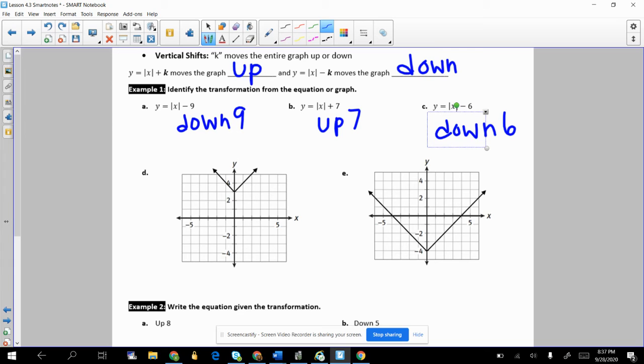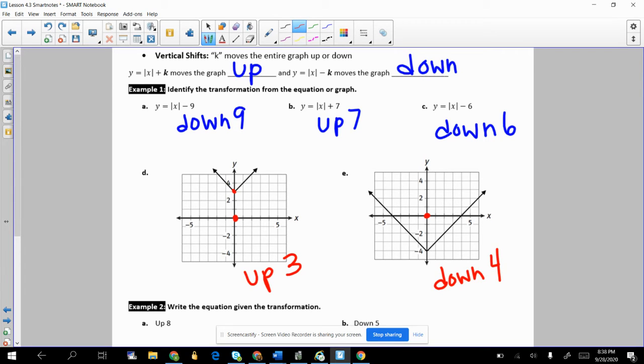Okay? Now, in parts D and E, it's asking us to also identify the transformation, but based on the graph. So remember, in this case, that our original function started at the origin, so at 0, 0 in both of these. So then you just have to realize, okay, how far up or down did it move? And in this case, it moved up 3 units. So you would say up 3. And obviously in all of these, I do mean units, okay? And then in part E, it has moved down 4 units.